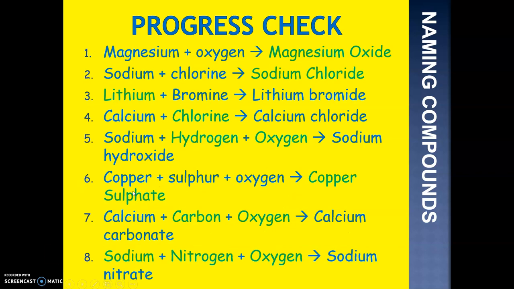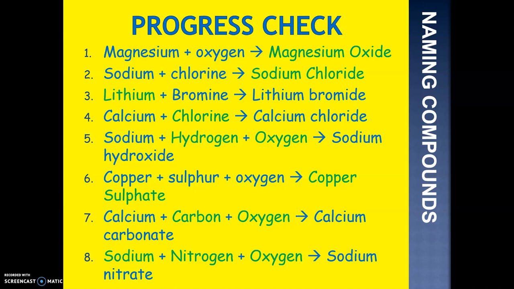Okay, so on the next slide are the answers. So here, magnesium plus oxygen, that makes obviously magnesium oxide. I did mention that previously. Question 2, sodium plus chlorine makes sodium chloride. That's also on previously. Lithium plus bromine makes lithium bromide as well. Calcium plus chlorine makes calcium chloride. Number 5, sodium plus hydrogen plus oxygen makes sodium hydroxide. Bit of a trick question there, that can make hydroxide.